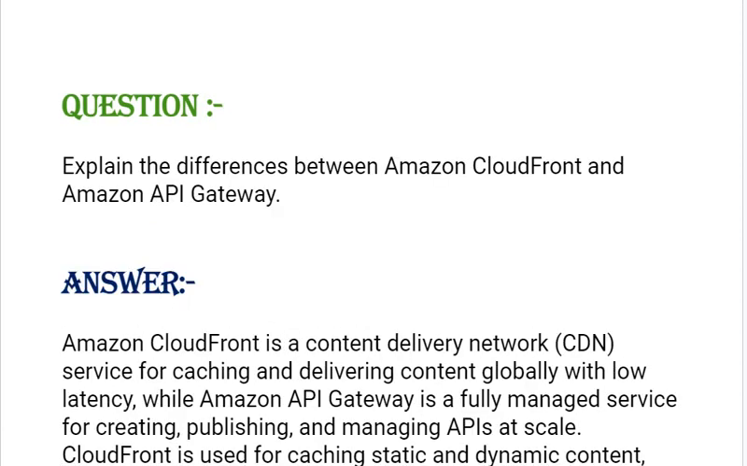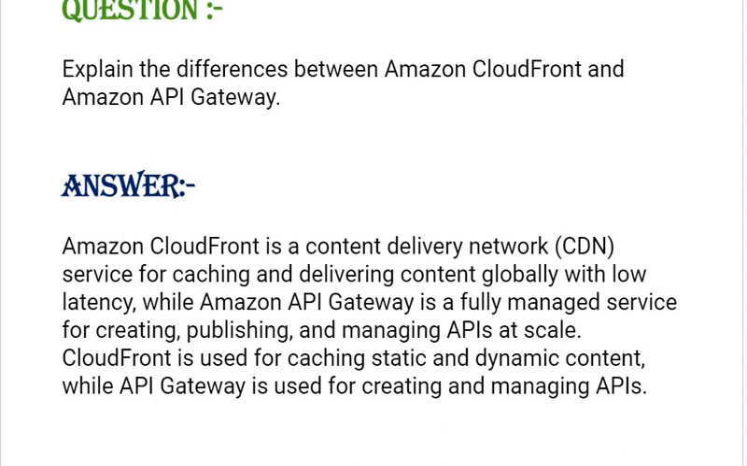Our next interview question is: explain the differences between Amazon CloudFront and Amazon API Gateway. Your answer should be: Amazon CloudFront is a content delivery network CDN service for caching and delivering content globally with low latency, while Amazon API Gateway is a fully managed service for creating, publishing, and managing APIs at scale. CloudFront is used for caching static and dynamic content, while API Gateway is used for creating and managing APIs.